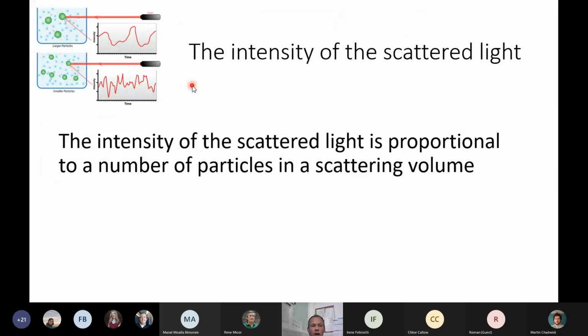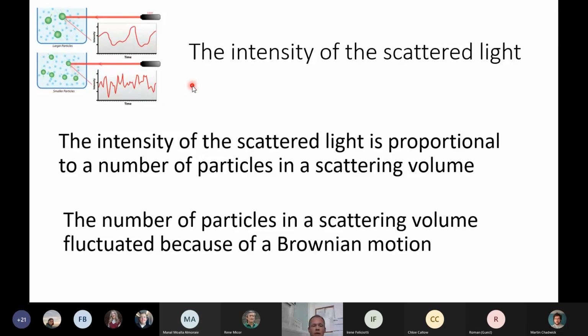So first I will address the intensity of the scattered light. First of all, what you have to remember is that the intensity of the scattered light is proportional to the number of particles in a scattering volume, right? So the more particles we have in solution, the higher will be the value of the scattered intensity. I think this is very straightforward. And another issue is that the number of molecules, the number of proteins in solution that we are measuring, is fluctuating because of Brownian motion.